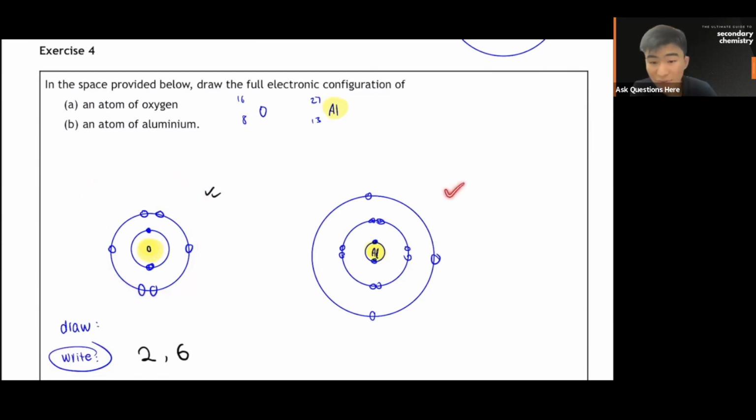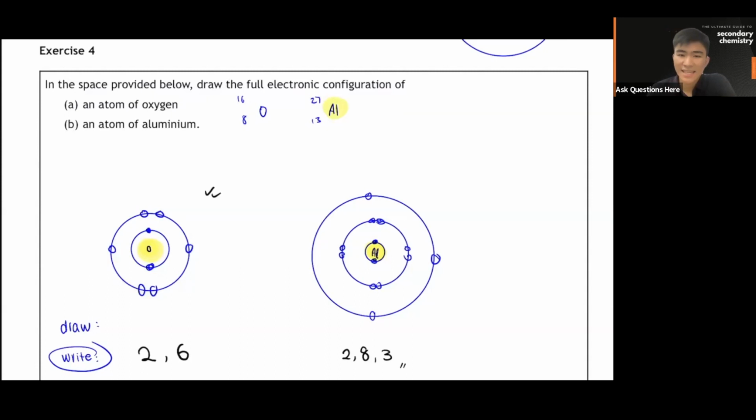Now, I want you to try this for aluminum, and you must tell me what is the written electronic configuration for aluminum. Okay, let's try this. For those of you who got 283, excellent. 2, 8, 3.